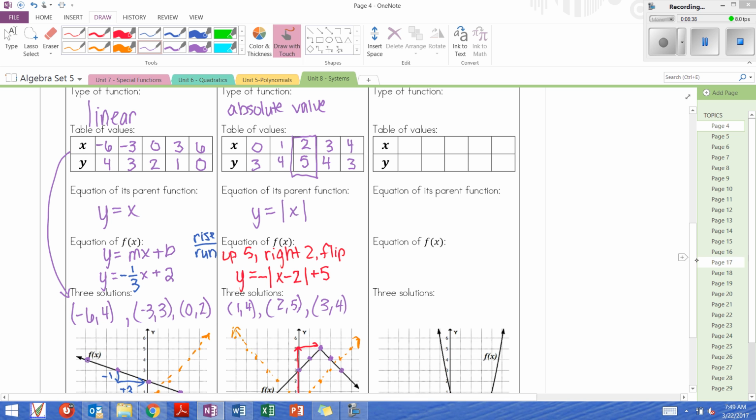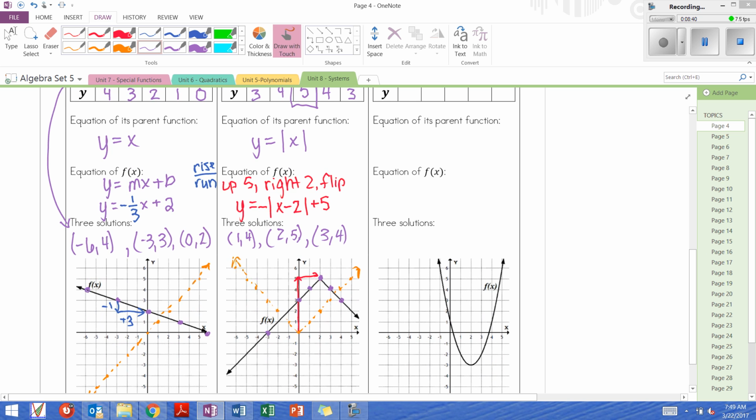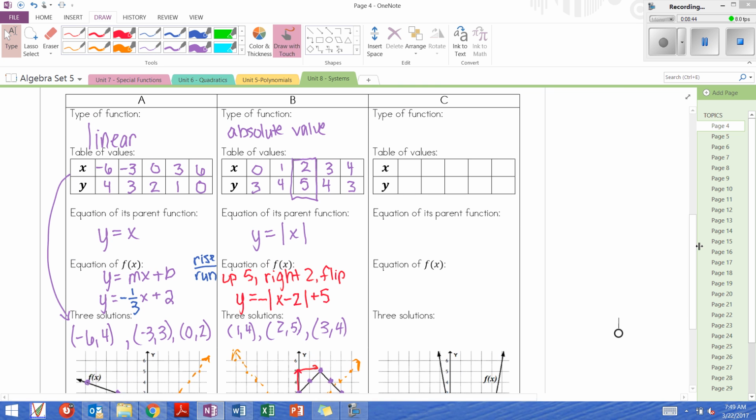What type of function is this? It's a U. Well, it's a parabola. I shouldn't call it a U because that's not correct math terminology. It is a quadratic function. And we talked a lot about quadratic functions this year. We probably spent over a month talking about them because they're so amazing.